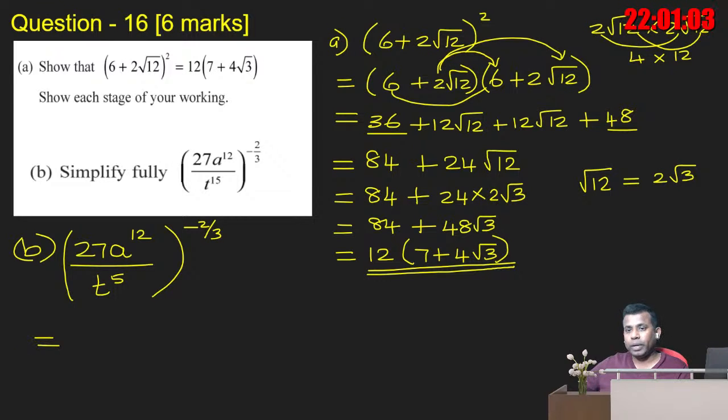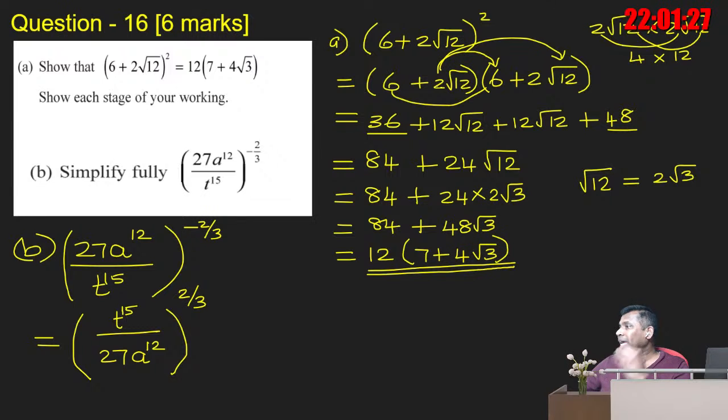So what I'm going to do is write the bracket, and t to the power 5 goes on the top over 27 a to the power 12. Hope you understand that. So it's not 5, it's 15: t to the power 15 over 27 a to the power 12. So now the power is 2 over 3. The negative is gone, because by flipping, the negative power turned into a positive power.